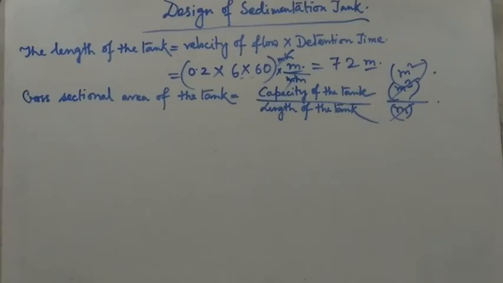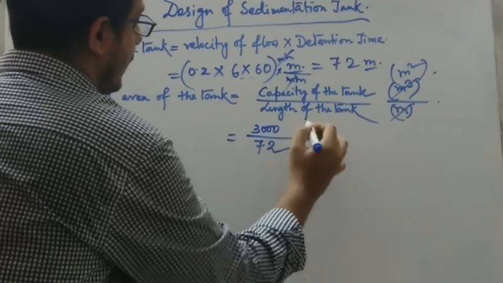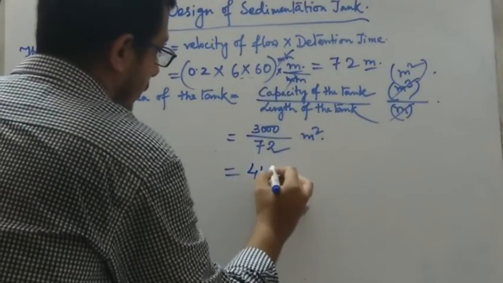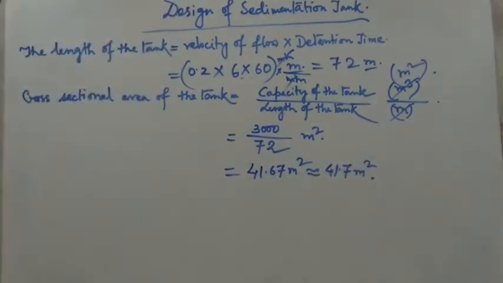So put the value in this equation: the capacity of the tank, that means 3000 meter cube, and the length of the tank, that means 72 meter. So this is the actual equation of cross-sectional area of the tank. Now if we calculate this by calculator, you will get 41.67 meter square. Approximately we can write 41.7 meter square. This is the cross-sectional area of the tank.